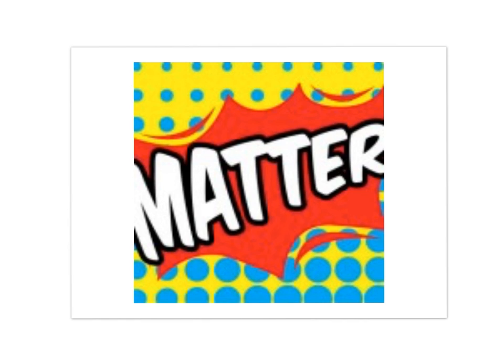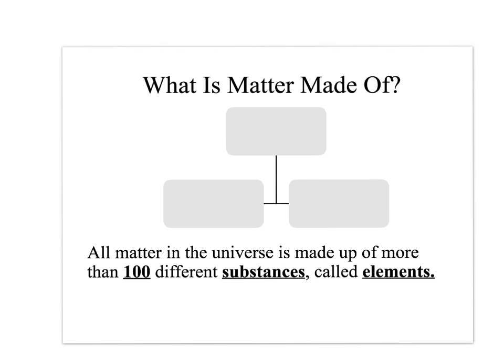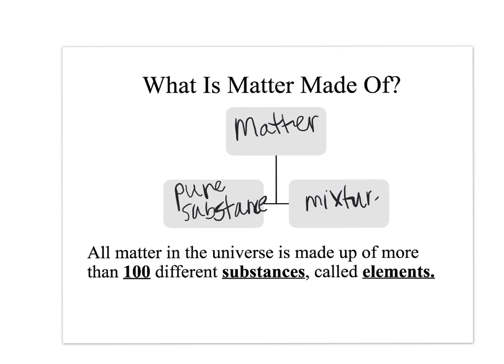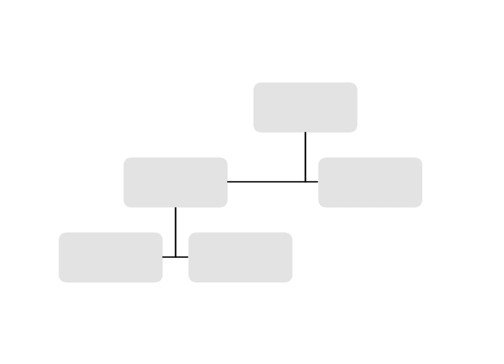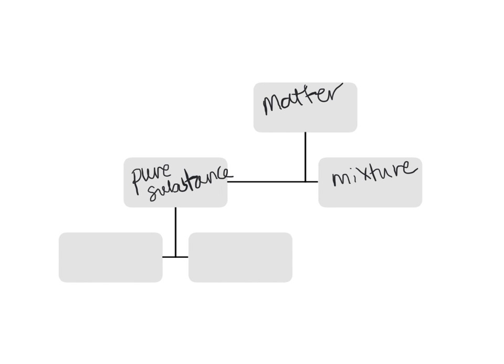Okay, so we are talking about what matter is made of. Matter can be broken down into a pure substance or a mixture. All matter in the universe is made up of more than 100 different substances, which we call elements. We can break down pure substances even more by classifying them as either elements or compounds.